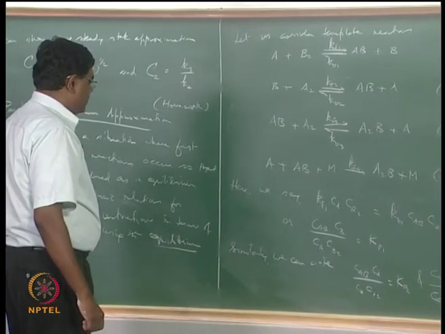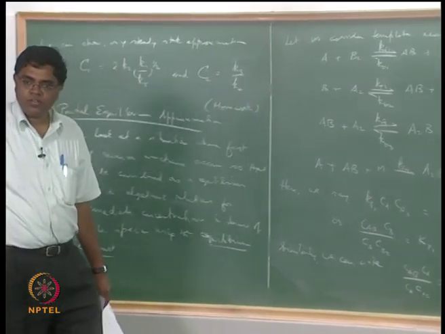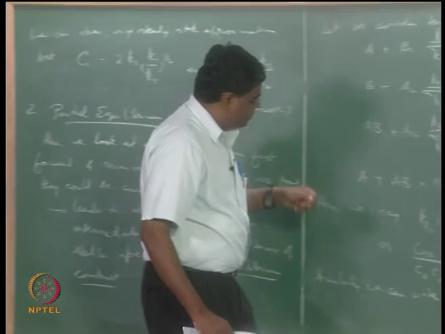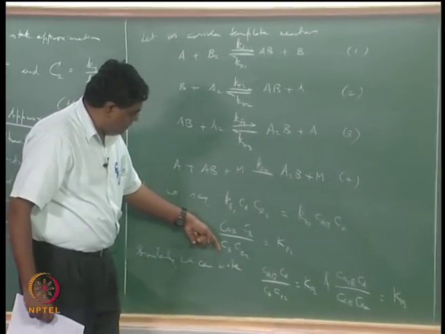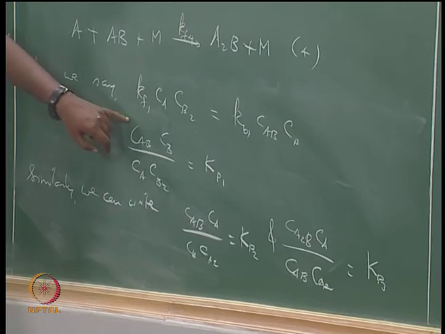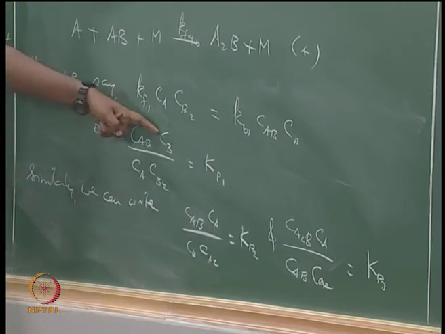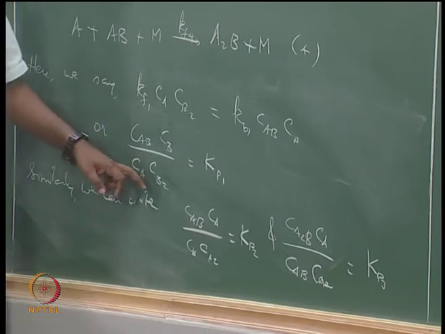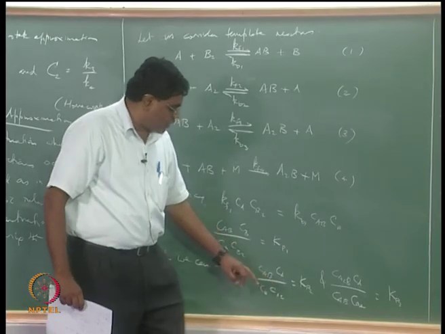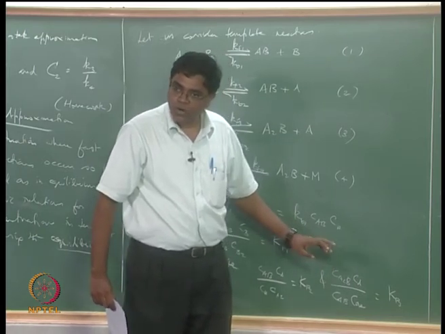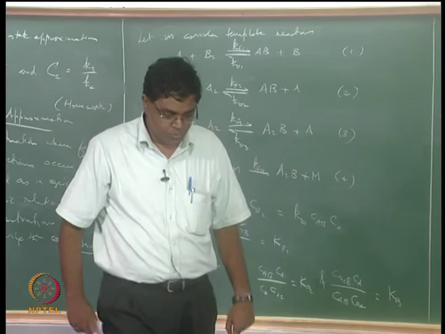So what was the purpose now? Do we still understand? We want to get rid of CB, CAB and CA in favor of CB2, CA2 and CA2B. This is something that we will do next class.